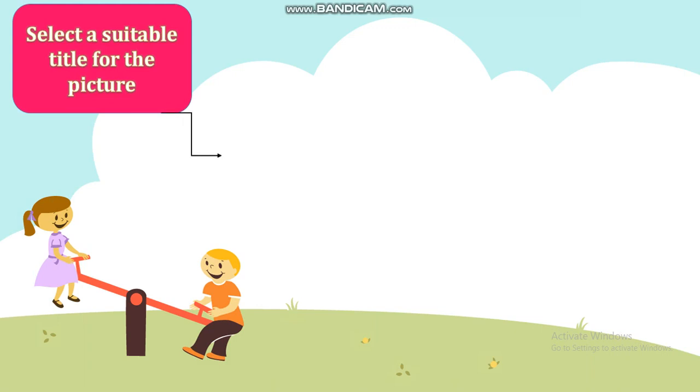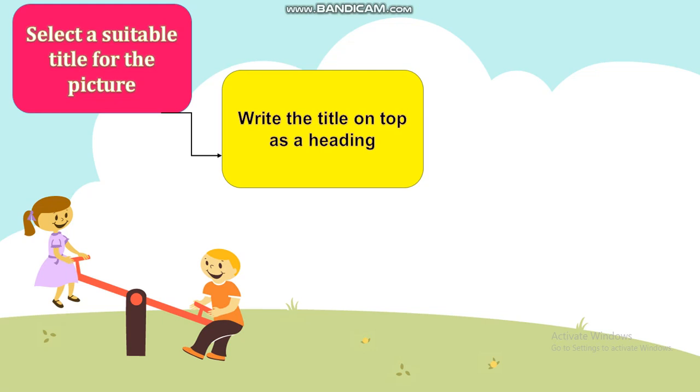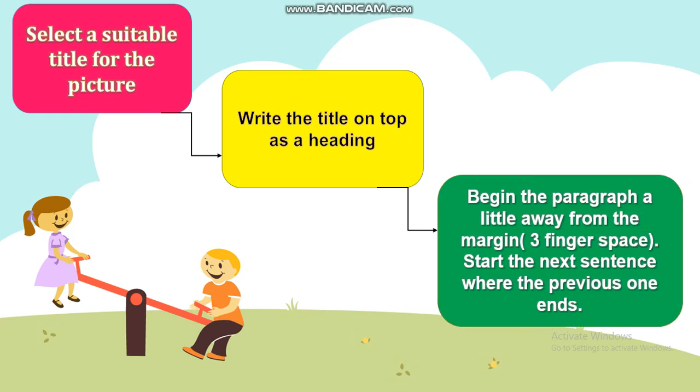After selecting the title, write it on top as a heading. Then write the composition in paragraphs. Begin the paragraph a little away from the margin. For that, you can leave 3 finger space from the margin and then start writing. After completing one sentence, start the next one just after it. Don't write sentences individually.